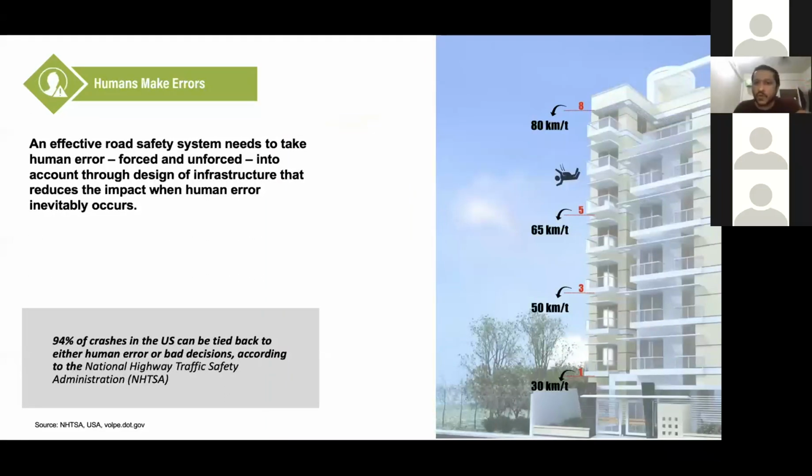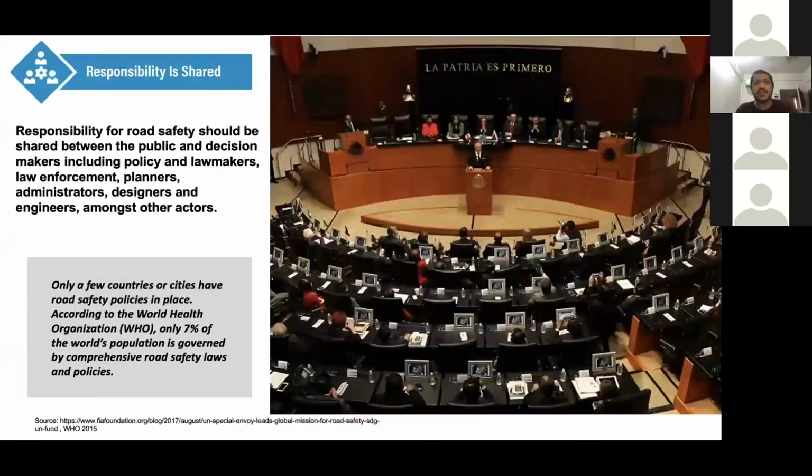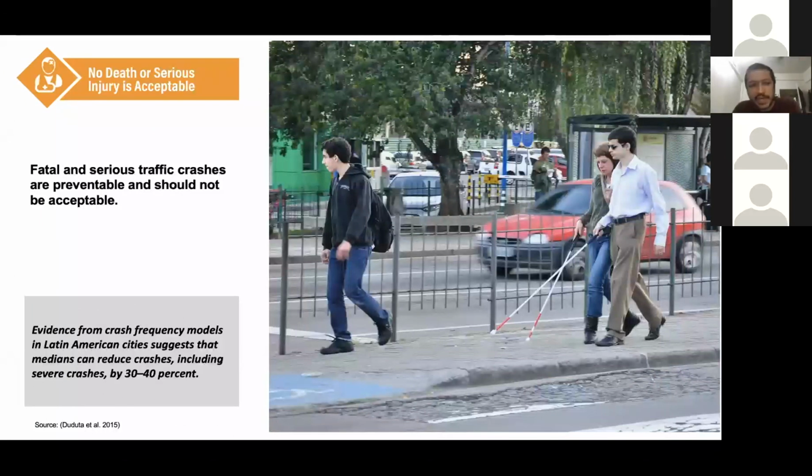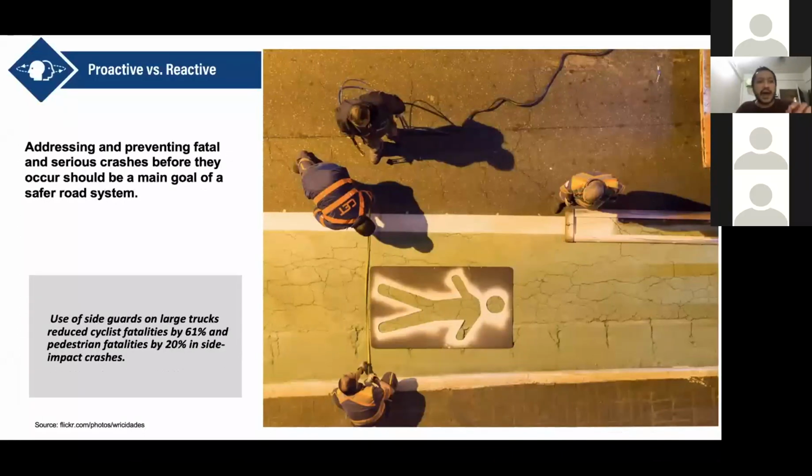I don't want to go too much into the details of these slides, but I want to show some interesting findings you see on the bottom in the gray box. Crash frequency models in Latin American cities suggest that mere medians can reduce crashes, including severe crashes, by 30 to 40%. Such an important, yet very simple road element. Here, about side guards: side guards on trucks can reduce cyclist fatalities by 61% and pedestrian fatalities by 20% in side impact crashes.